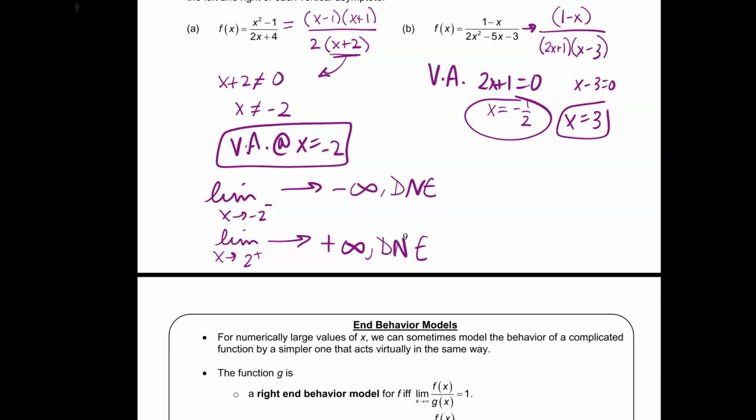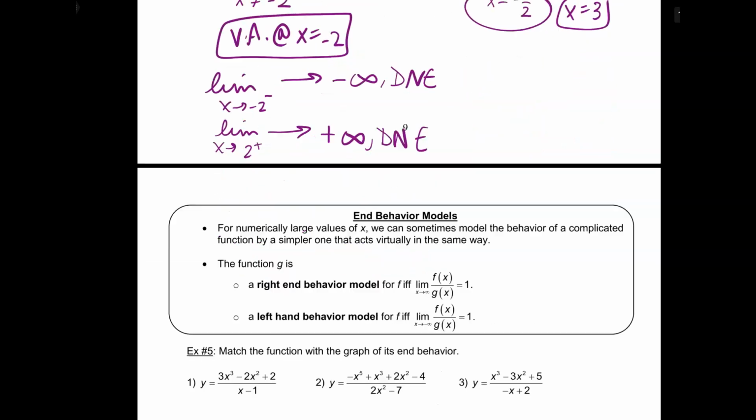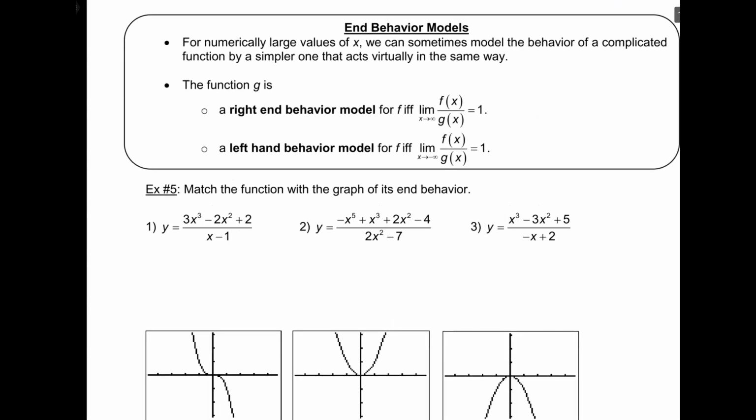For A, how come you don't make 2 not equal to 0? How come I make 2...? You only do it as an x. Because I only want my vertical asymptote where the bottom is going to 0, so I only look at the factor. I could have set 2x plus 4 and I'd end up with the same answer, x cannot equal negative 2.